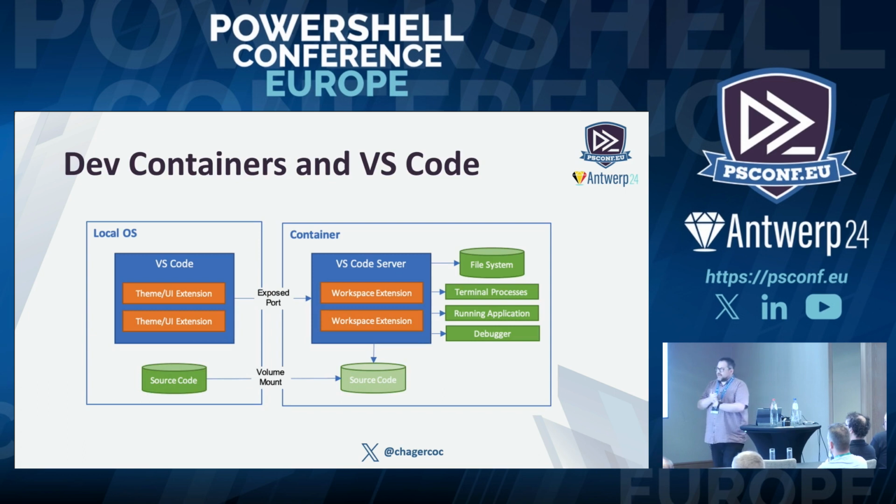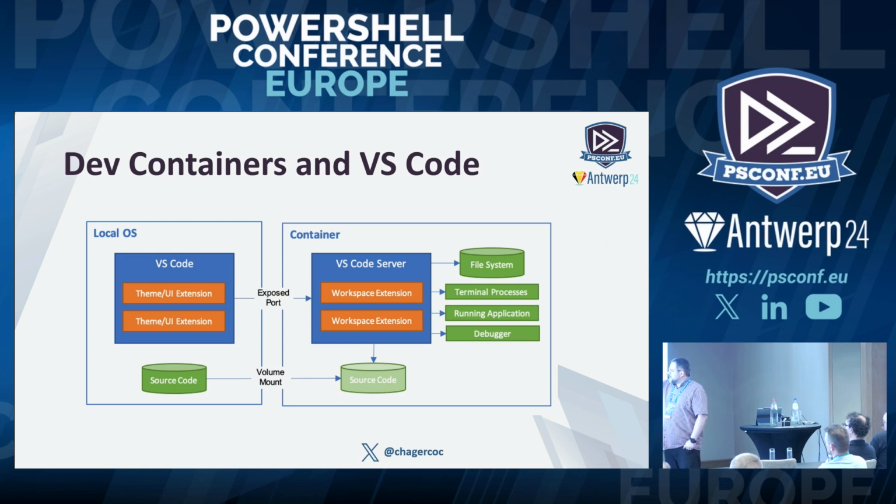So how does the DevContainer in VS Code work? I have the same slide as the guys before me. The guys and girls, sorry. So you have your local OS where your local VS Code is living. So you have your personalized VS Code with the extensions you have and the settings. You have your source code. Then you open the DevContainer. So you have a container, and this container has the VS Code server with all the extensions, and it talks to our local VS Code.